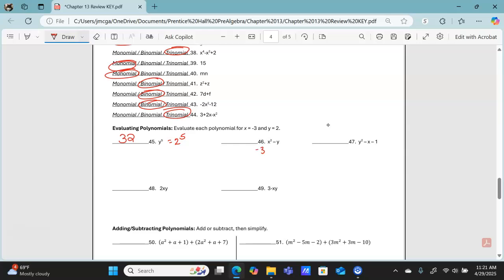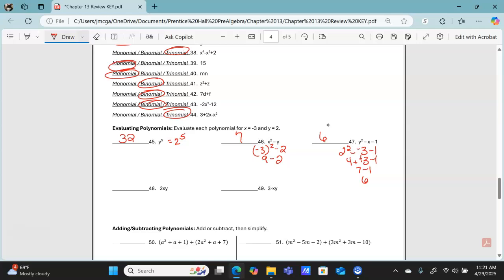This would be -3 squared minus 2. That's 9 minus 2, because -3 squared is a positive 9, and I get 7. 2 squared minus -3 minus 1. 2 squared is 4. Change my sign and add, and I get 6.